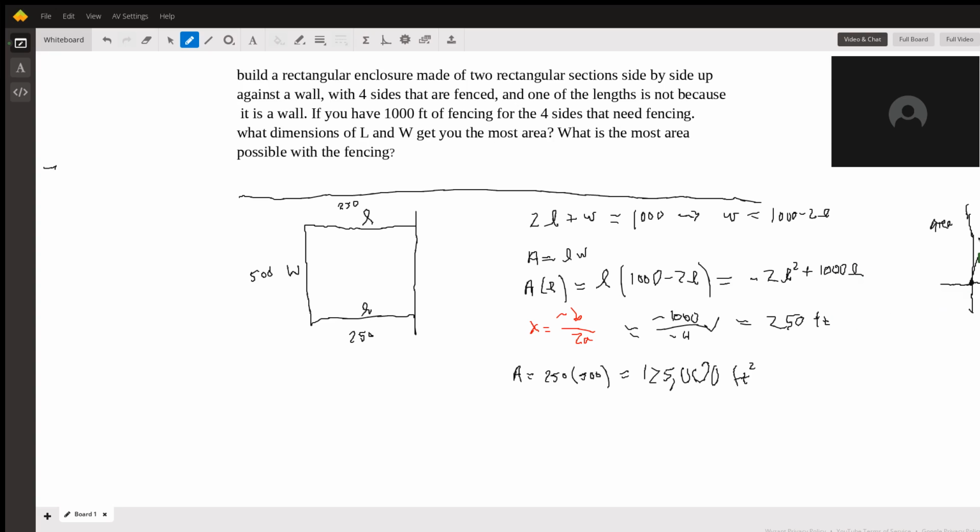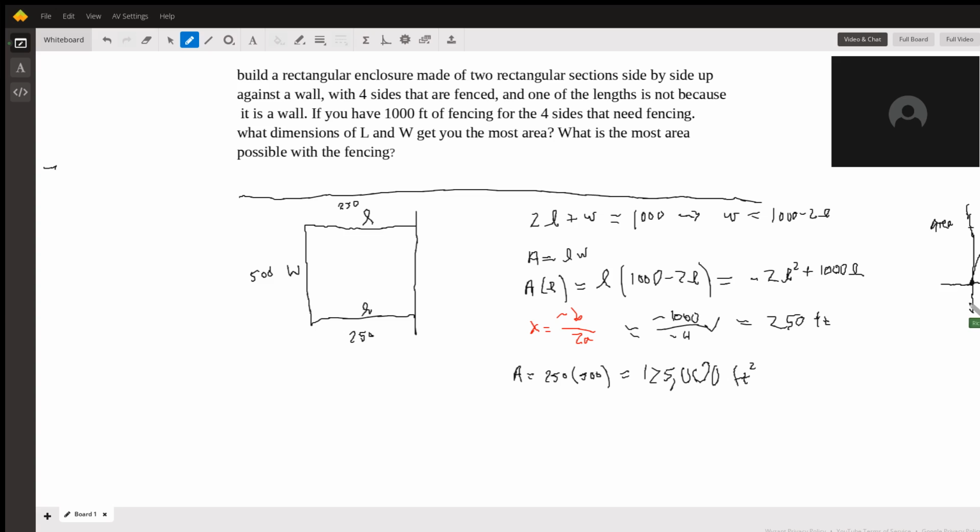There are many different ways to find the vertex here. I just chose what I think of as the easiest. You could factor this and find it another way. But basically, you're going to get the same answer regardless of how you do it.